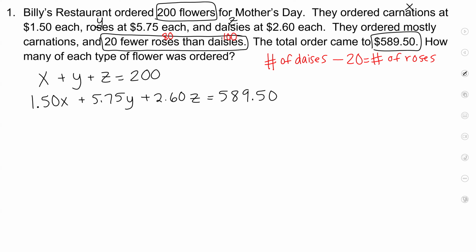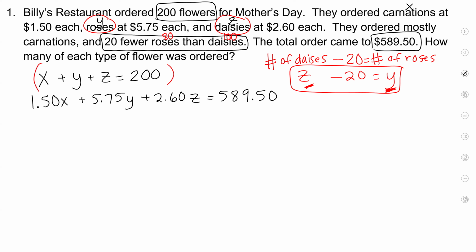Can you guys write the third equation on your paper? Write it down. Look. Daisies. What letter did we represent with daisies? Z. Okay, so this should be a Z. Minus 20 equals, how did we represent number of roses? Y. With a Y. So this is your third equation. Okay? We now have 3 equations on the board. Notice this equation only has Z and Y. So what do you think I'm going to try to eliminate over here? We're going to eliminate X.